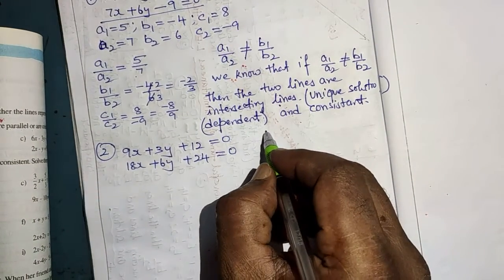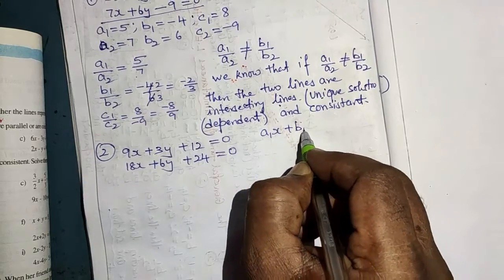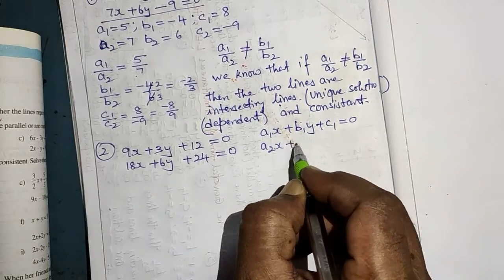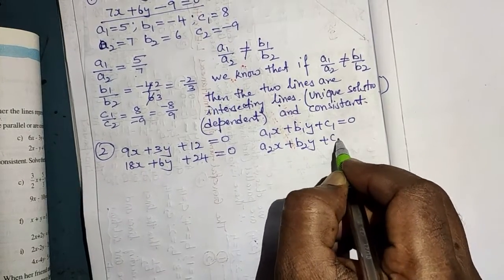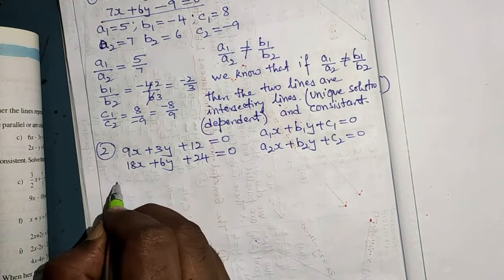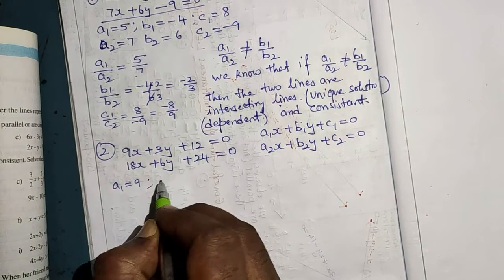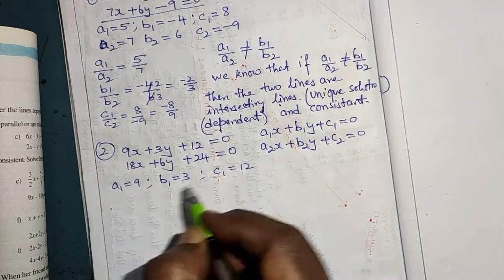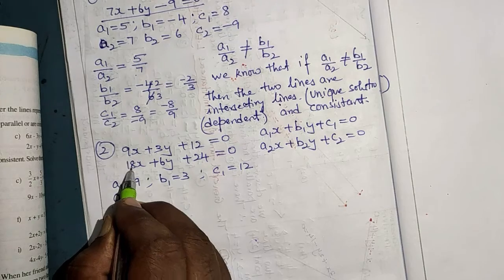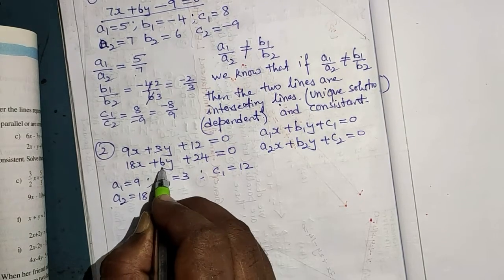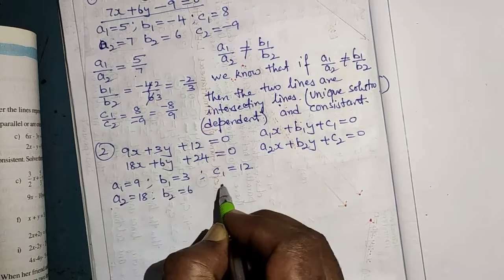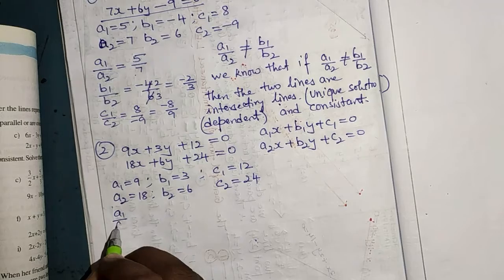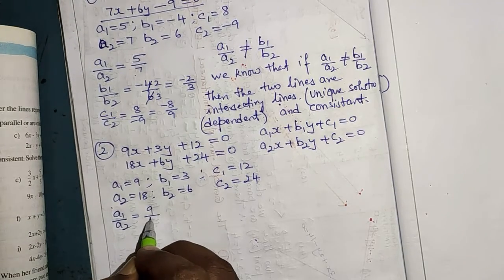So now let us compare this with a1x plus b1y plus c1 is equal to 0, a2x plus b2y plus c2 is equal to 0. So what is the value of a1 here? It is 9. b1 is 3. c1 is equal to 12. a2 is equal to how much? 18. b2 is equal to how much? 6. c2 is equal to how much? 24.